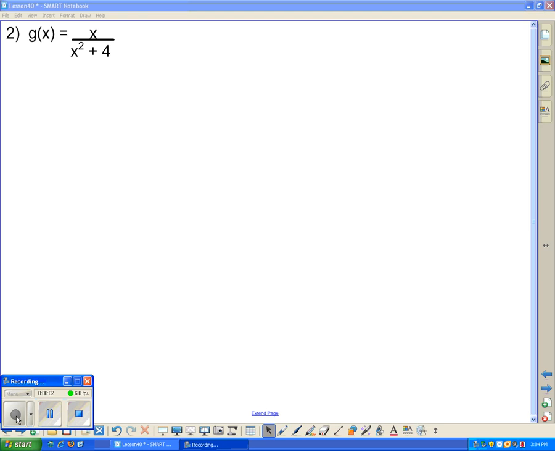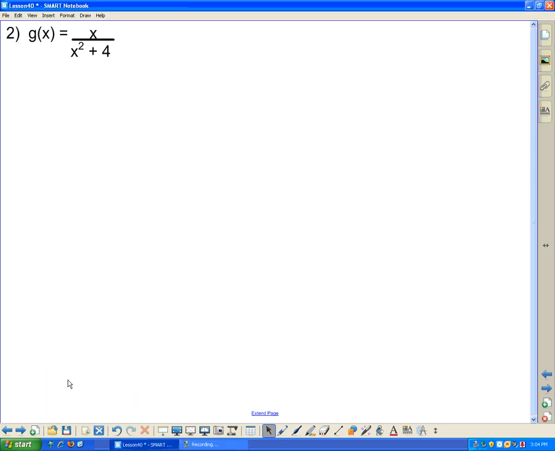Okay, on to the second example. You'll notice these questions are time consuming. They do take a little bit of time to work your way through. So that's why there's only, I think, 8 or 9 questions assigned for homework, because it takes you that much time. So here's the second one. It's a rational function this time.